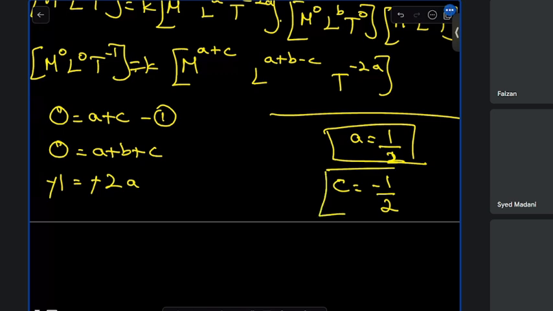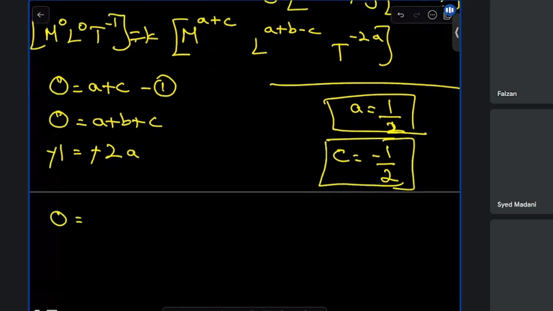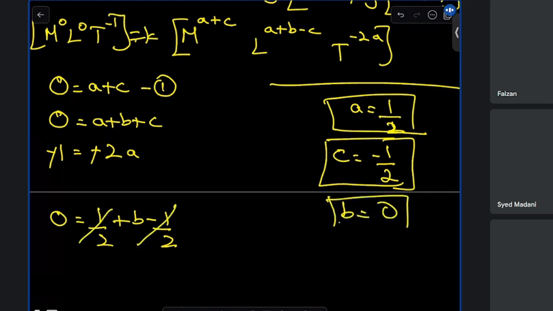A and c done. Using the second equation, I'll be able to find the value of b. How? 0 is equal to a plus b plus c. The 1 by 2 and minus 1 by 2 get cancelled. b is equal to 0. Now what am I supposed to do? I'm not supposed to stop here.